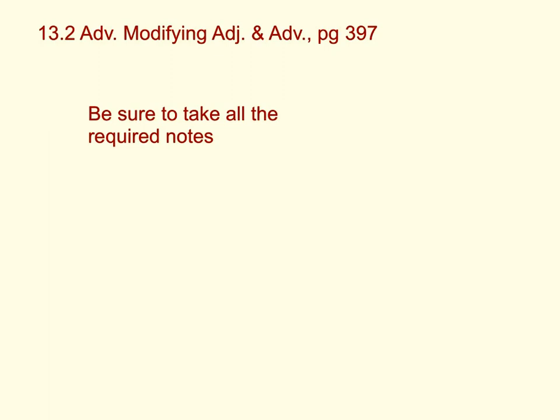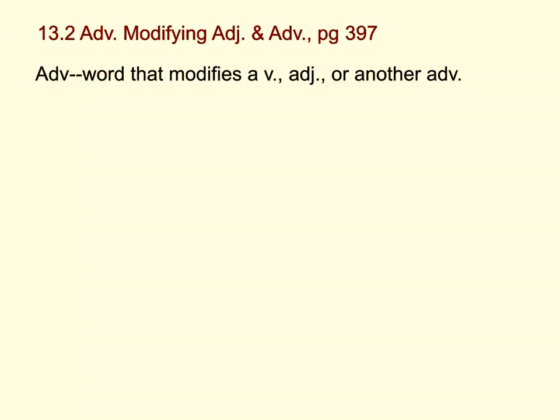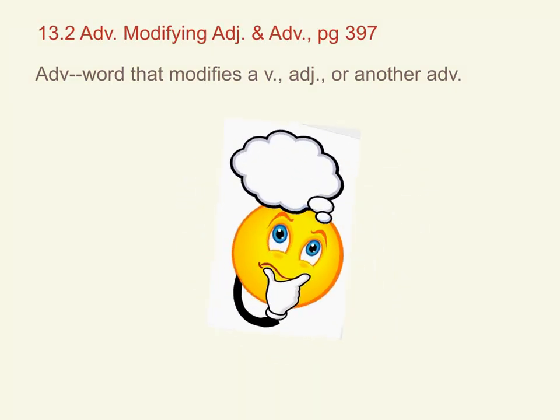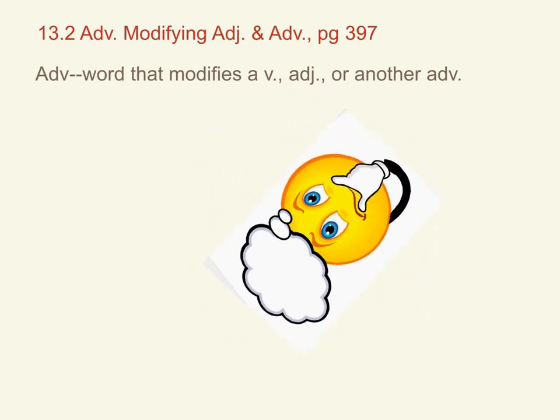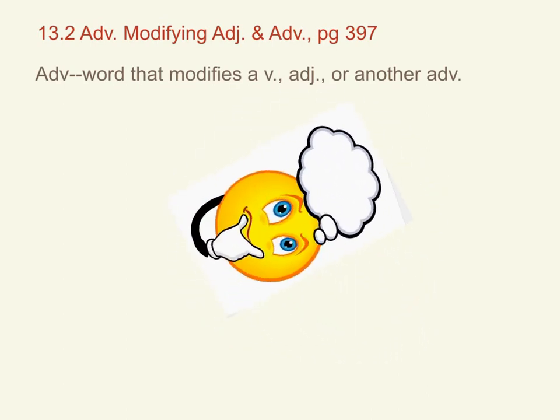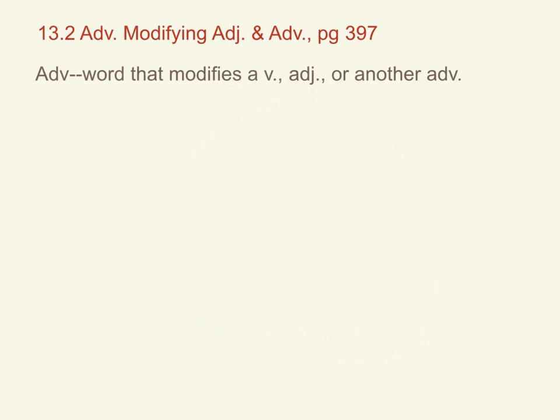You already know and have listed the definition of an adverb, but here's a quick review. An adverb is a word that modifies or describes a verb, an adjective, or another adverb. Please refer to your notebook for the list of commonly used adverbs. In Lesson 13.1, we covered how adverbs modified verbs. Lesson 13.2 will focus on how adverbs modify adjectives and other adverbs.